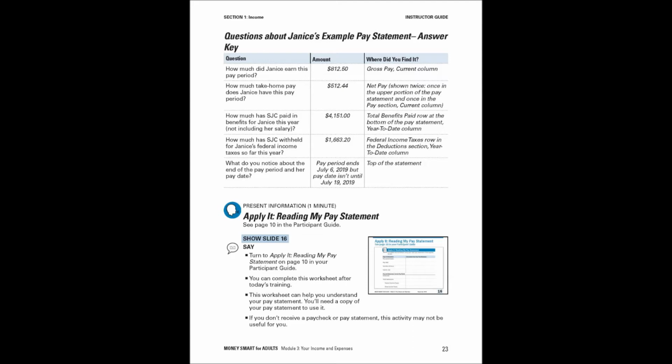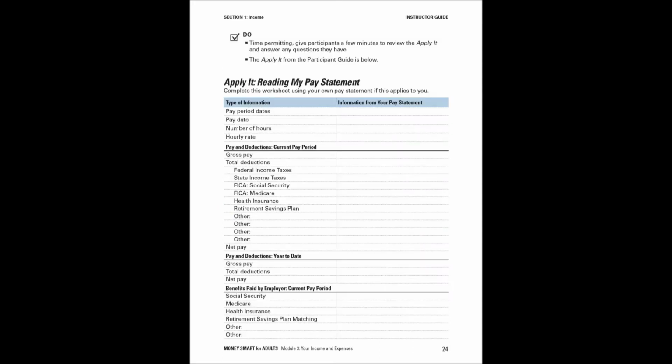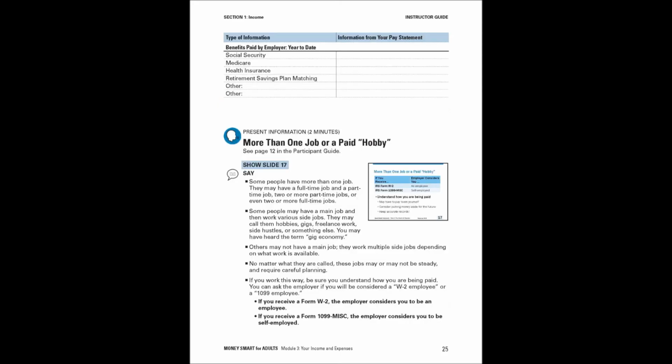And you're going to suggest to the participants to do that after the training based on timing. There's a lot to it here, so you want them to just take a look at it. So give them a few moments to take a look at and review the actual form here in their participant guide, but then they can work on it at another time. And you can see here on page 24 in the instructor guide, it gives you all the detail that is actually on the pay statement.